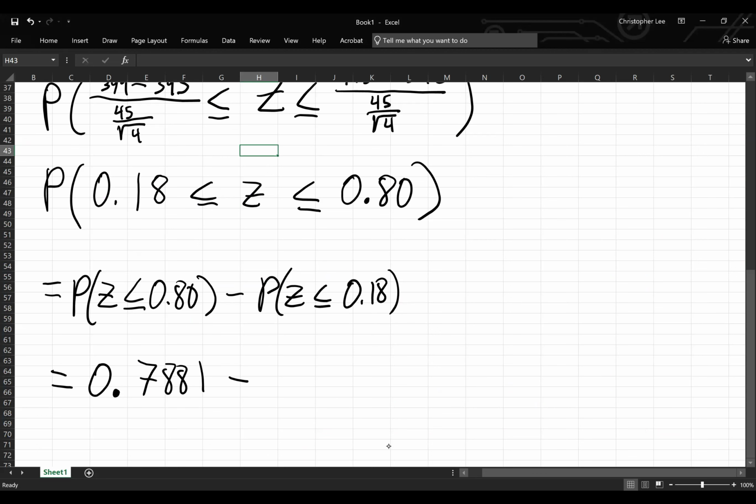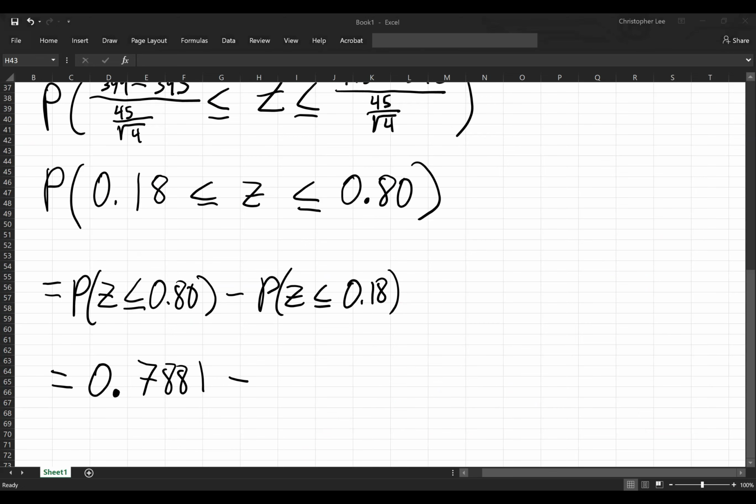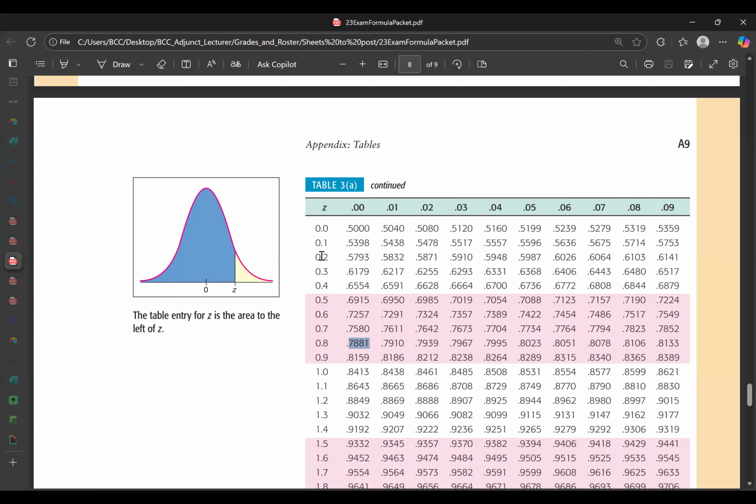Exactly. Well, the next one is like that, right? Because the next one is 0.18. So you go to 0.1 and then you find an 8. So what number is that?